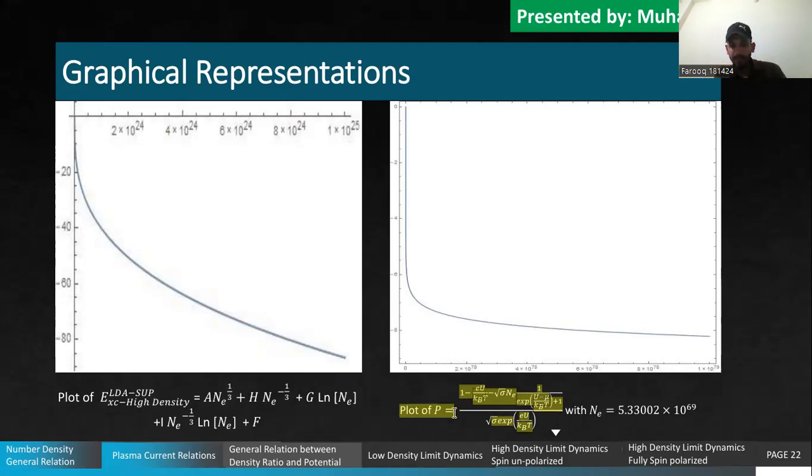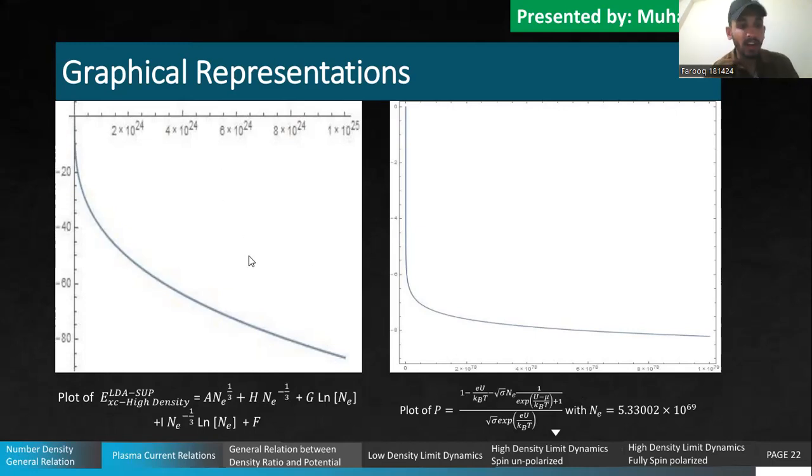We have plotted this P here in this graph, and we can see that when we are increasing the number density ratio, the potential goes on decreasing, or we can say that the potential is increasing in the negative quadrant, because electrons have negative energy solutions, as they have already told. So that's why this curve is in the negative quadrant. It does not mean that it is always decreasing.